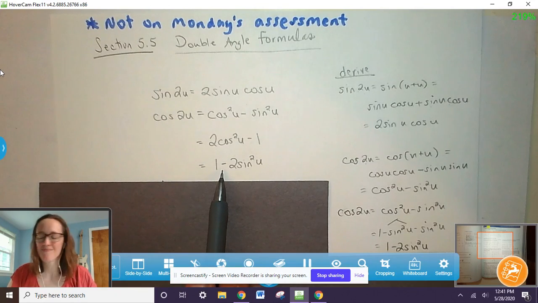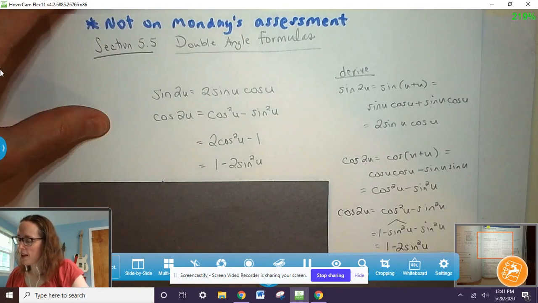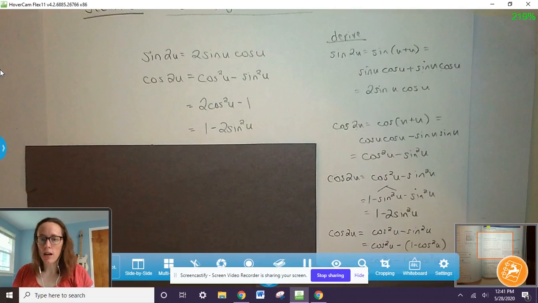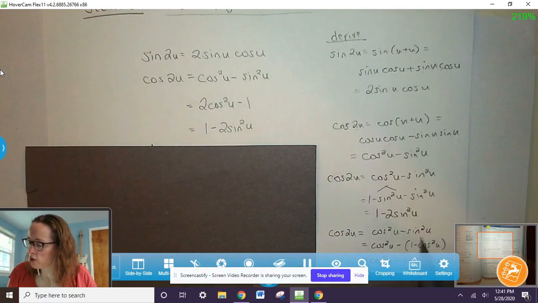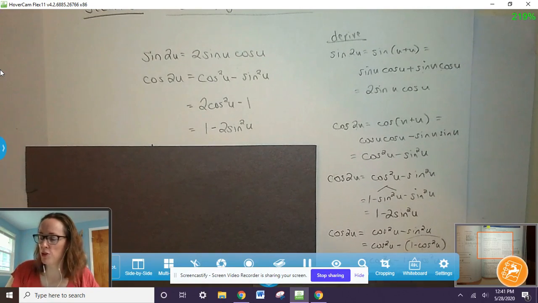Pretty quickly, too. And then for the other one, if we start again, I like to start with cosine squared u minus sine squared u. You just have to be a little careful with this one. So if you start with that and you replace sine squared u with 1 minus cosine squared u, you have to be careful because this minus has to be distributed. So you end up with 2 cosine squared u minus 1.